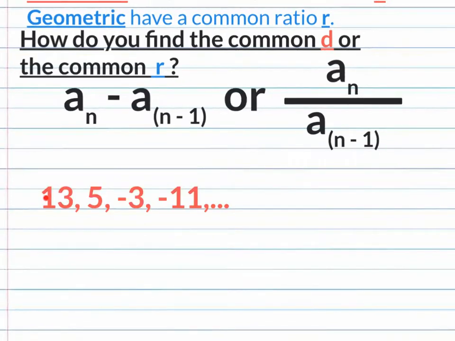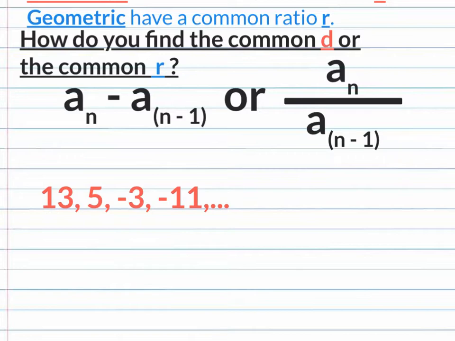So we have a sequence right here, right? And what kind of sequence is it? Well, we said if it's arithmetic, there's a common difference. If it's geometric, there's a common ratio. How do you find the common difference or the common ratio? You take a number and subtract the previous one from it. Or you take a number and divide it by the previous number, okay?